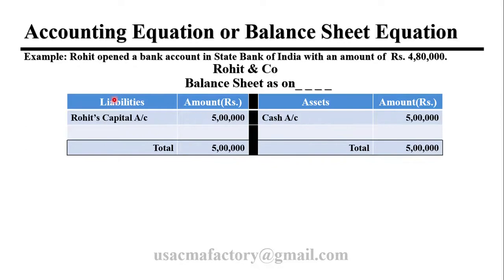Next transaction. Rohit opened a bank account in State Bank of India with an amount of rupees 4 lakh 80,000. So this cash 5 lakhs should be reduced by 4 lakhs 80,000. So State Bank of India account came here 4 lakhs 80,000 and cash 20,000. Total is 5 lakhs. No change here.